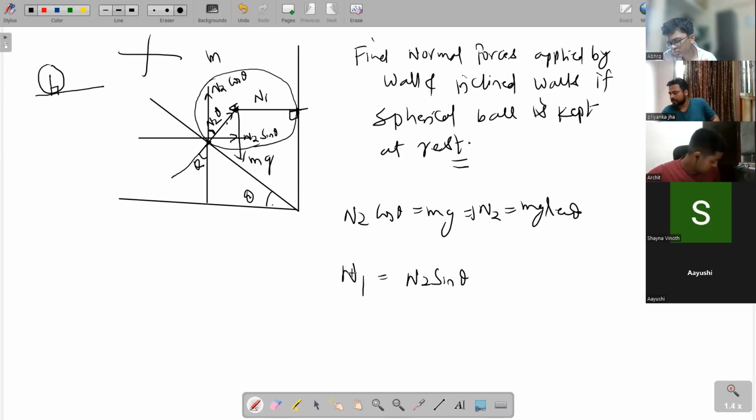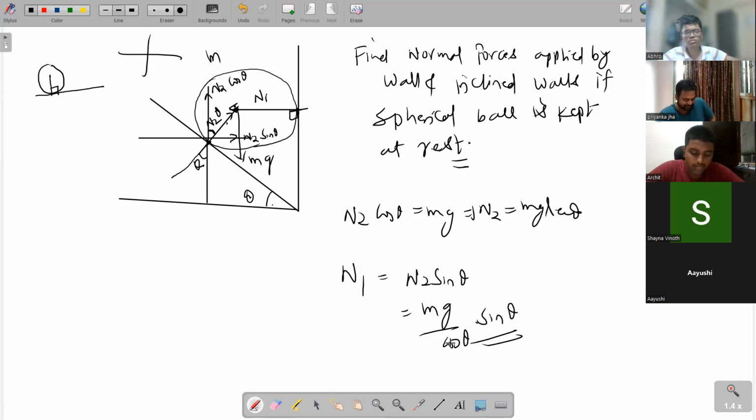So one is towards left and the other is towards right. One moment. Right. So just put the value of N2 here, that is mg upon cos theta into sin theta. That's it. Right? That is all.